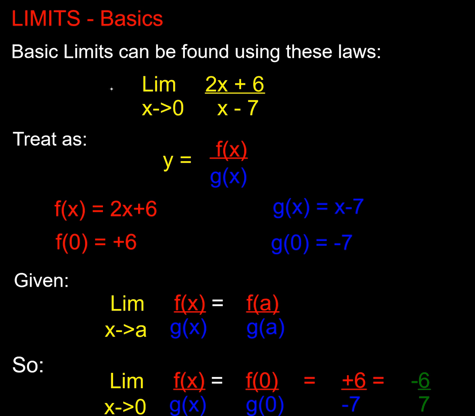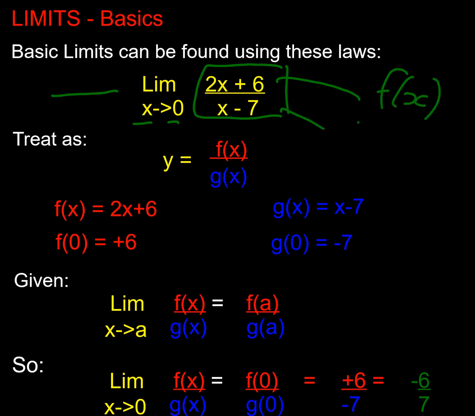Right, let's find what the value of this function here is, this overall function, as x tends to 0. Now some of you will look at that and think you know the answer, which is minus 6/7, but let's work it out mathematically and prove it. So I'm going to say that the top function here, the numerator, is going to be f of x, and my denominator is going to be g of x. Yeah, so there it is there. So f of x is going to be 2 plus x. And what's that value going to be when x equals 0? Well, it's just going to be 2 times 0 plus 6, so it's going to be plus 6, isn't it?